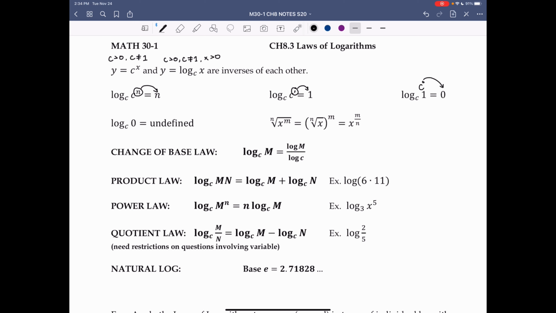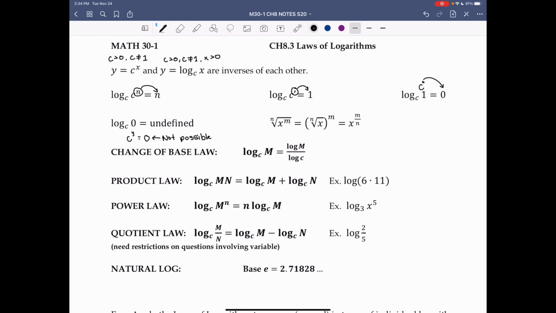Log c of 0 is undefined. We can write it in exponential form. We'd have c to the power of y equals 0. But if c is greater than 0, there is no exponent that would make c to the power of y equal to 0. So getting c to the power of y equals 0 is not possible. Therefore, log c of 0 is undefined.